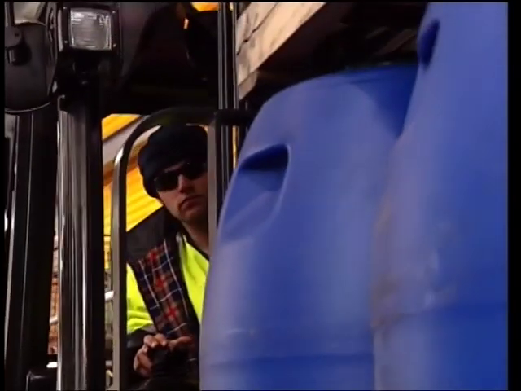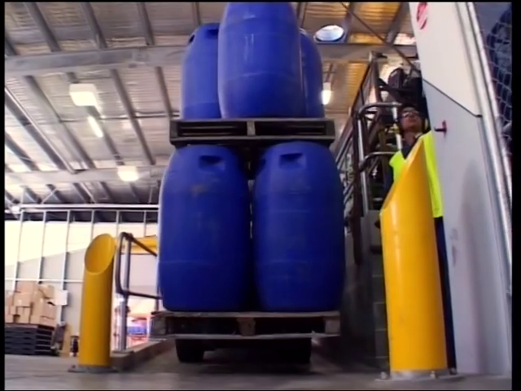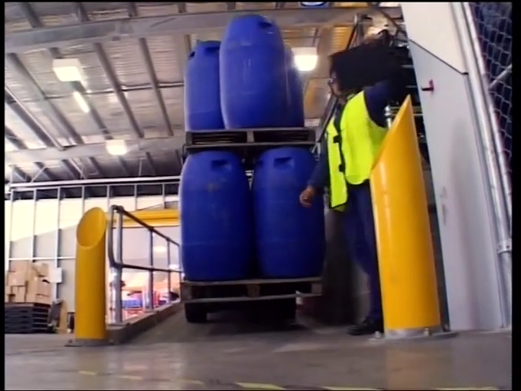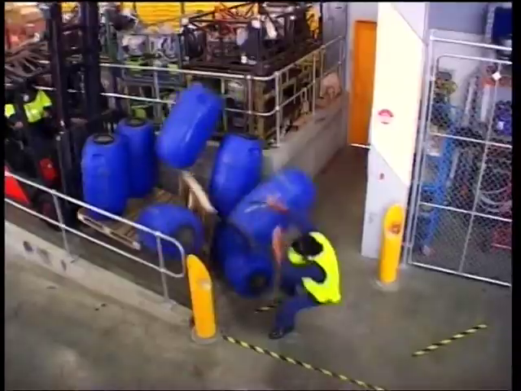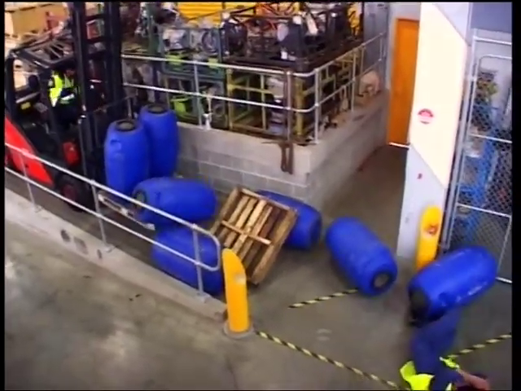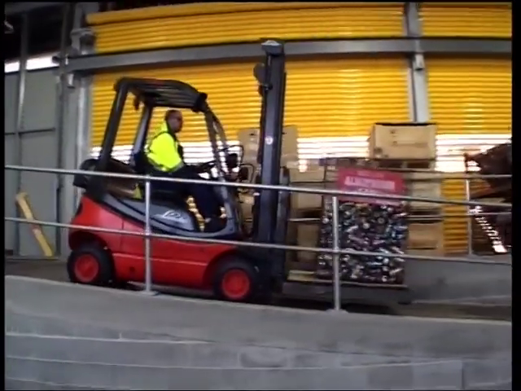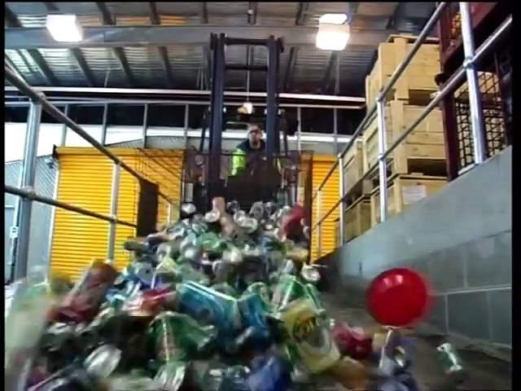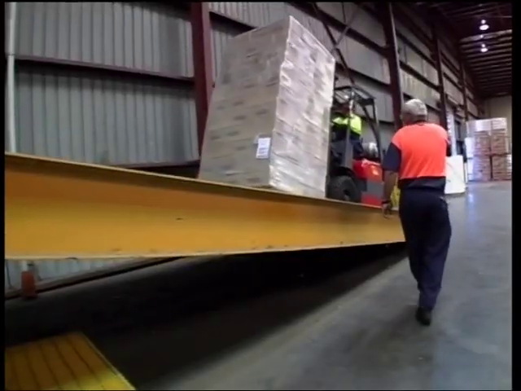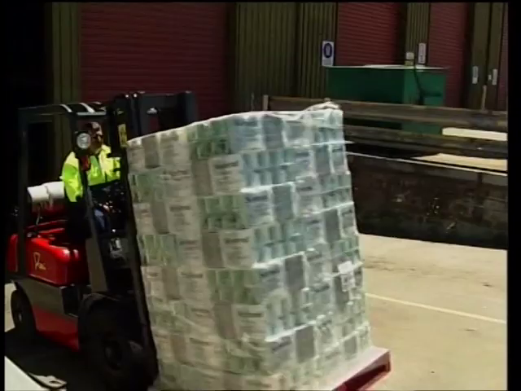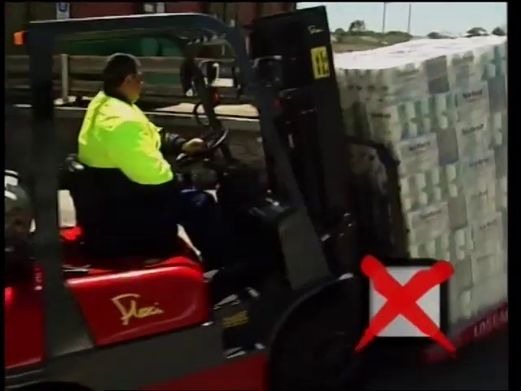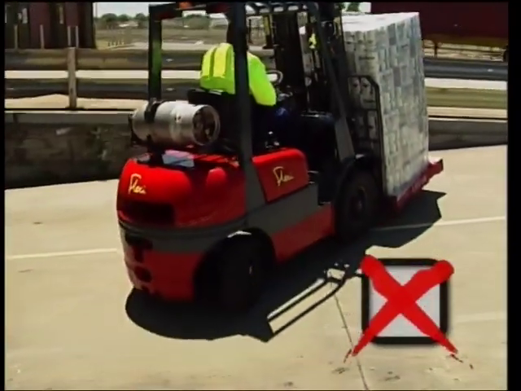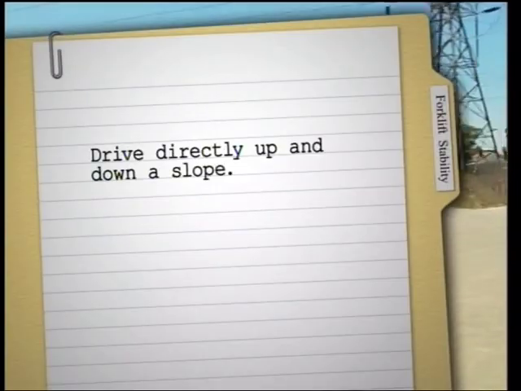The center of gravity moves far outside the stability triangle and can cause the load to fall off and the forklift to tip. Never drive with the load facing downhill. If you can't see over the load, get someone to direct you. Never drive across a sloping surface, as this causes severe sideways instability. Drive directly up and down a slope.